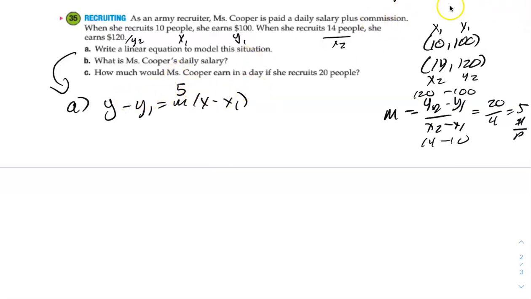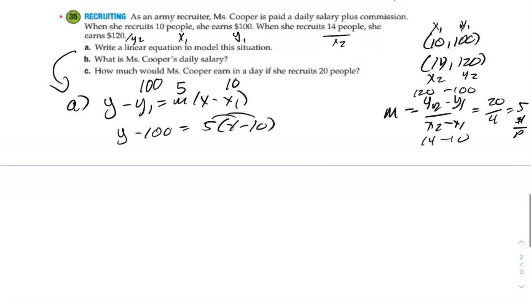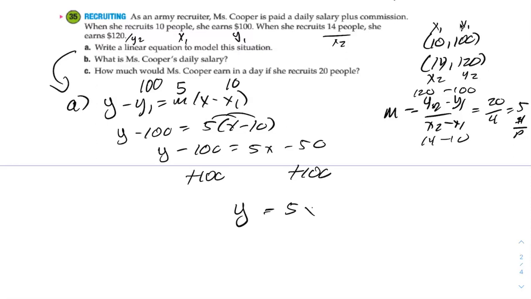And then I need x1, y1. So remember, use any point you want, I just like to use x1, y1. So 10 and 100. So I get y minus 100 equals 5 times x minus 10. Distribute. I guess I already have a linear equation, but I'm going to put it in slope intercept form because it's easier to do things. I'm going to add 100. I think it'll be easier to solve the rest of the problems if I put it in slope intercept form, because it's a lot easier to figure out what's going on. So there's my linear equation.